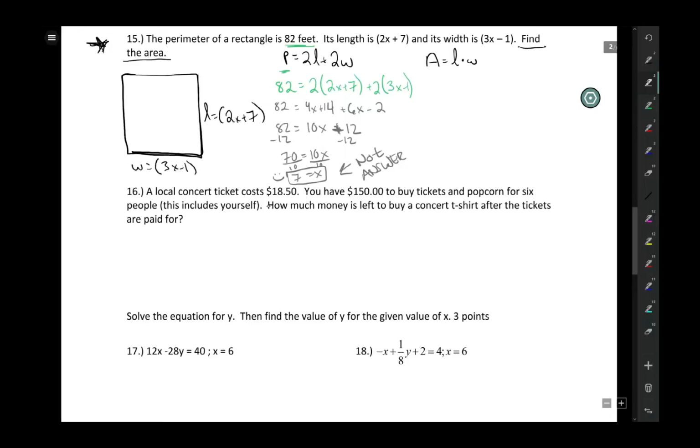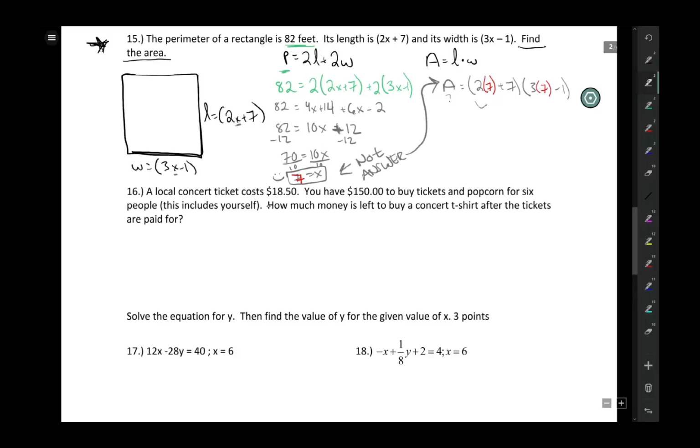Once you find x equals 7, then you need to do the rest of the problem, which is really easy, actually. It wants to know the area. Okay, well, you know the length is 2x plus 7. And now you have this newfound x as 7. So it's 2 times 7 plus 7. Times 3 times 7, that's the x you found, minus 1.